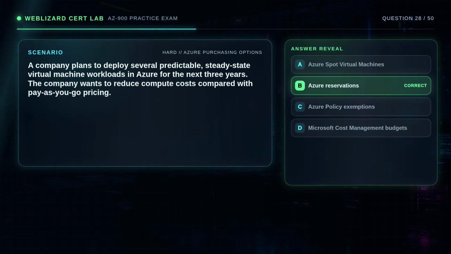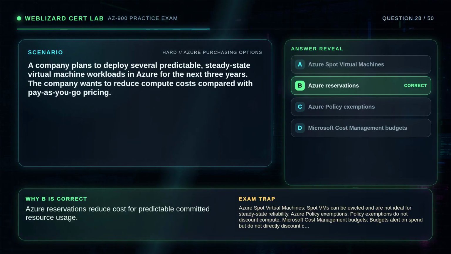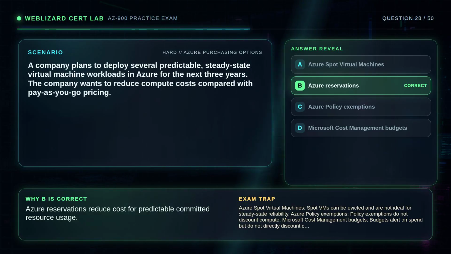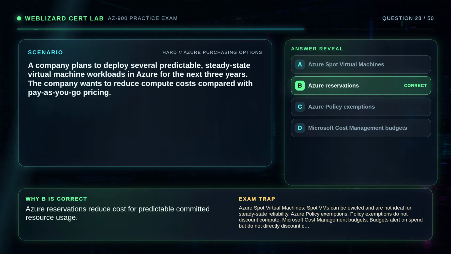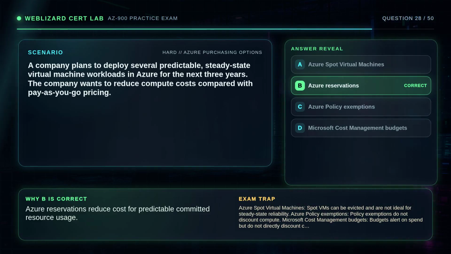The correct answer is B. Azure Reservations. Azure Reservations reduce cost for predictable, committed resource usage. Azure Spot Virtual Machines. Spot VMs can be evicted and are not ideal for steady-state reliability. Azure Policy Exemptions. Policy exemptions do not discount compute. Microsoft Cost Management Budgets. Budgets alert on spend, but do not directly discount compute. The exam clue is commit to predictable, steady-state compute usage to reduce costs versus pay-as-you-go.